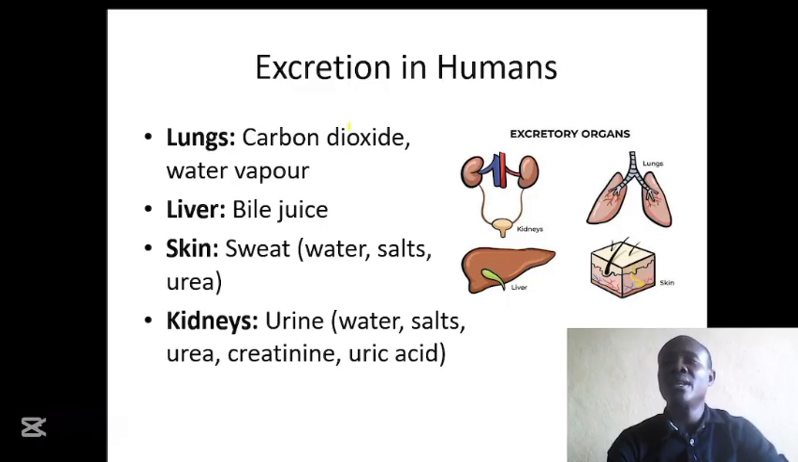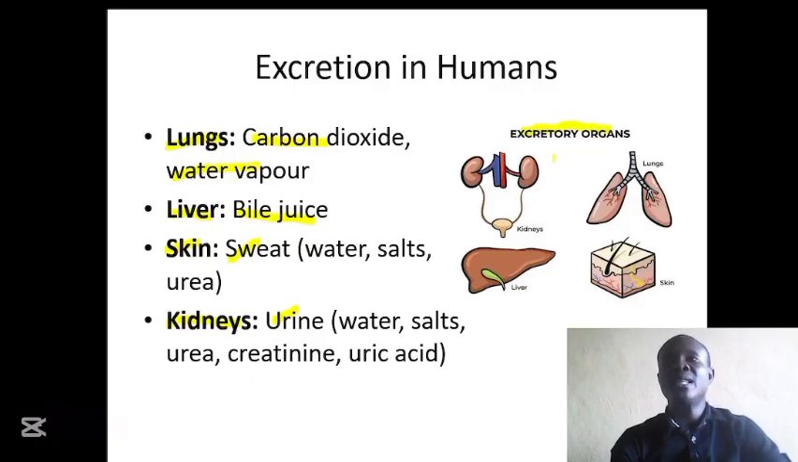Now let's talk about excretion in humans, and we are going to start with the four main excretory organs that we have in humans. One is the lungs, which excrete carbon dioxide and water vapor. Next is the liver, which excretes what we call bile juice. Next is the skin, which excretes sweat, and sweat consists of water, salt and urea. Lastly, we have the kidney, which excretes urine, and urine consists of water, salt, urea, creatinine, uric acid, etc.